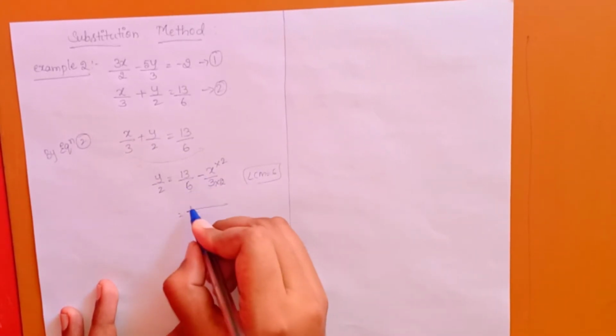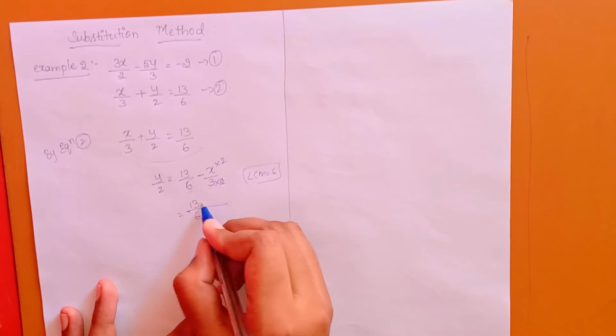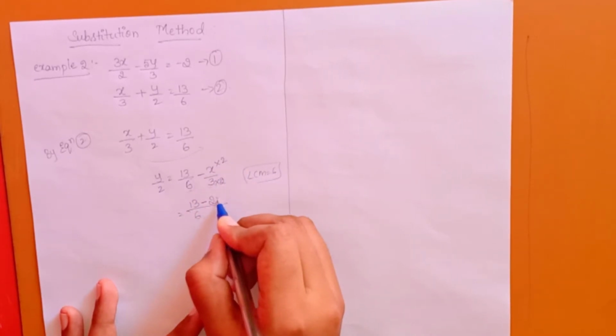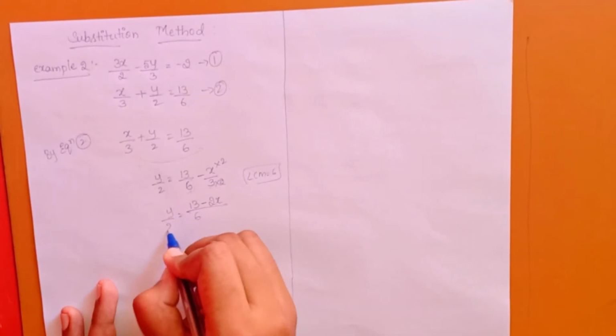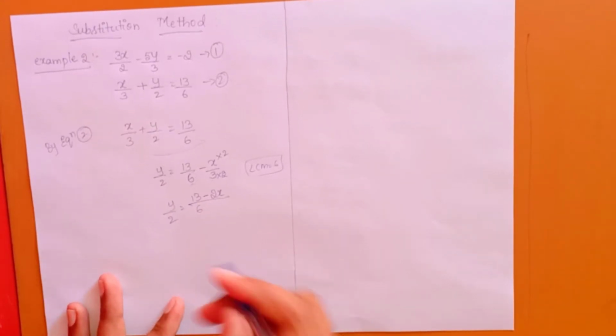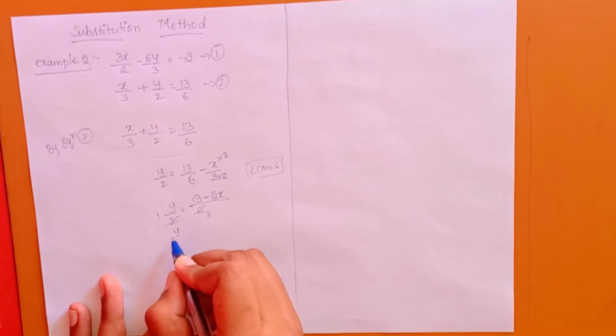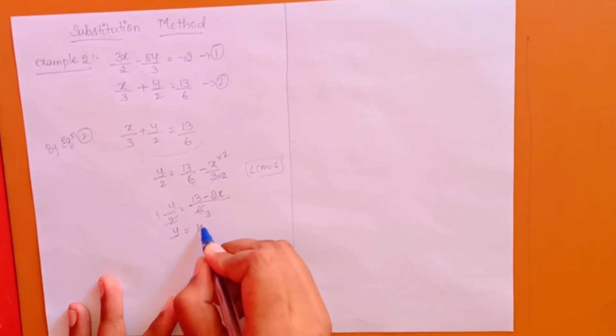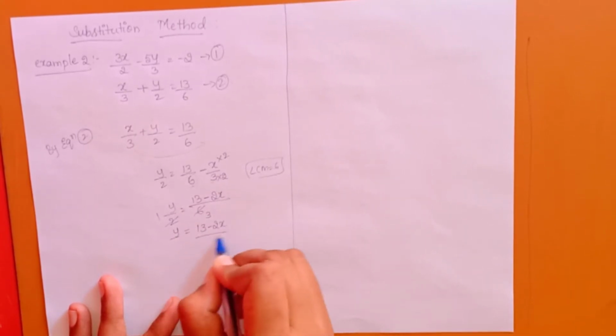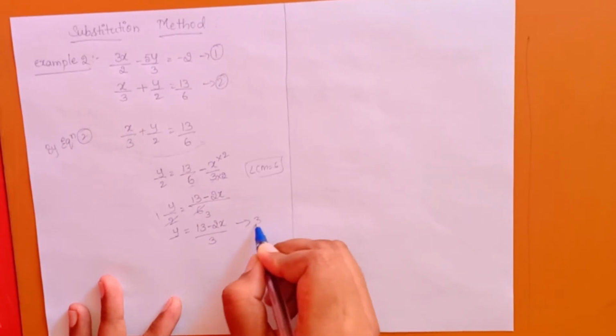So 13, I'll write like that only, minus 2 into x, 2x, y by 2. Now we can cancel denominator and denominator. So I'll cancel now, 2 1s are, 2 3s are. So y is equal to 13 minus 2x by 3. I'll mention this as equation 3.